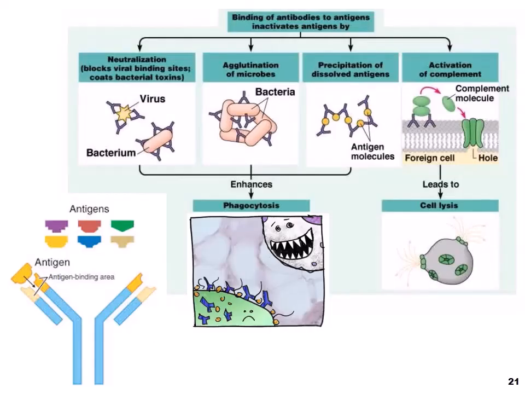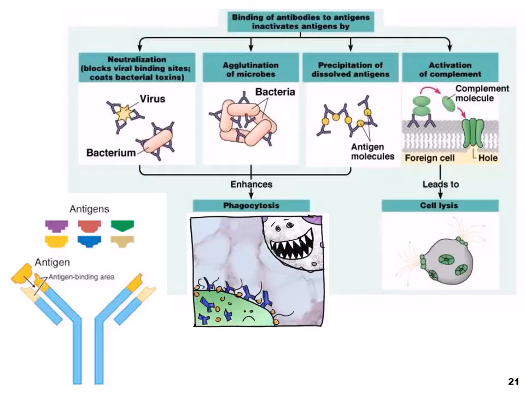As far as what antibodies do, antibodies bind to antigens, and they inactivate them by neutralizing them. They block viral binding sites, and they coat bacterial toxins, so that neutralizes them. Agglutination is like the $5 word for clumping. So antibodies help clump up bacteria, or they can cause precipitation of dissolved antigens. If you've taken chemistry, that's the kind of precipitation we mean. Anyhow, neutralization, agglutination, and precipitation all enhance phagocytosis. I found that picture of the very hungry looking white blood cell in the right hand corner, and then the sad looking microbe with the little Y-shaped things on it. Those little Y-shaped things are the antibodies.